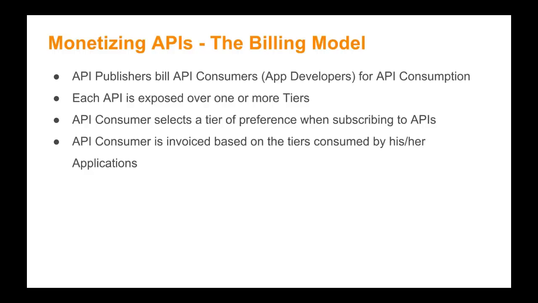And finally, the API consumer is invoiced based on the tiers that are consumed by his applications. An application developer can have several applications, which are subscribed to several APIs over several usage plans. At the end of the month or at the end of each billing cycle, the API consumer would receive a bill based on the type of tiers that he has used in his application. So this is what the invoice will be based on for the application developer. This is a very high level introduction of the basic billing model that suits an API management platform.